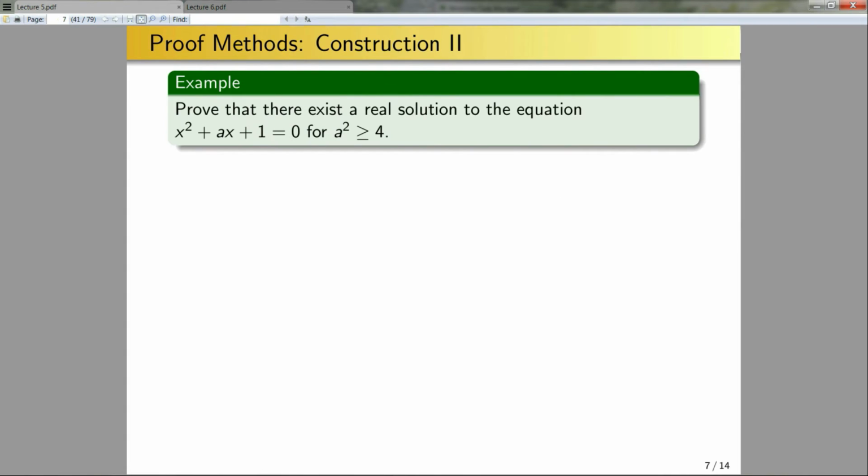Okay, so let's look at a couple examples. Prove that there exists a real solution to this equation, x squared plus ax plus 1 is equal to 0, for a squared greater than or equal to 4. So how would I do this? Well, I know how to solve equations of this form. That's just the quadratic equation.